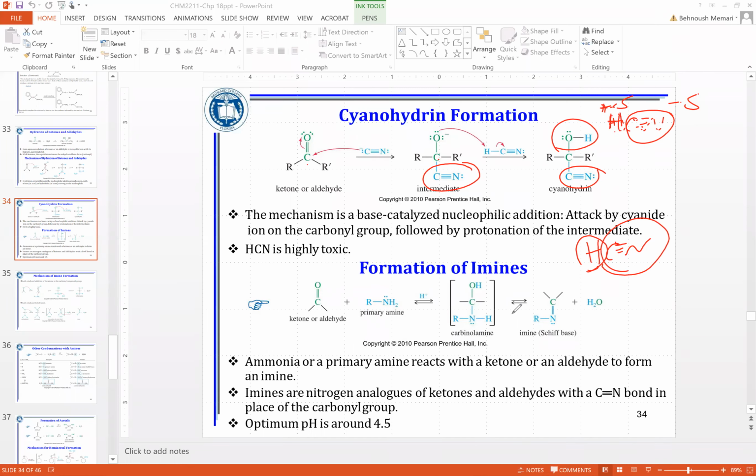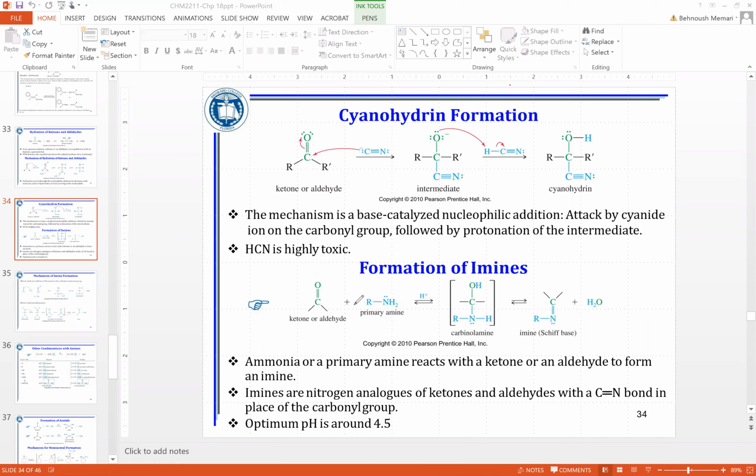And this happens obviously because the CO double bond is polar. So when you're bringing both nucleophile and electrophile, the electrophile would add to oxygen and nucleophile would add to carbon. Next reaction is reaction of aldehydes or ketone with amines.